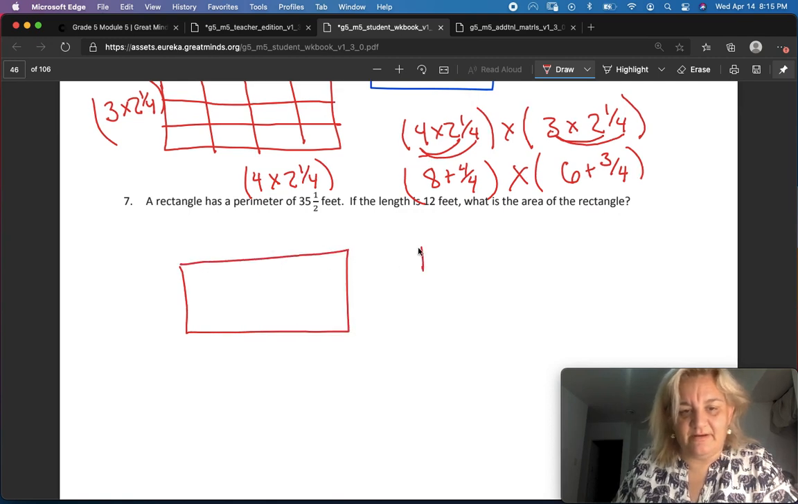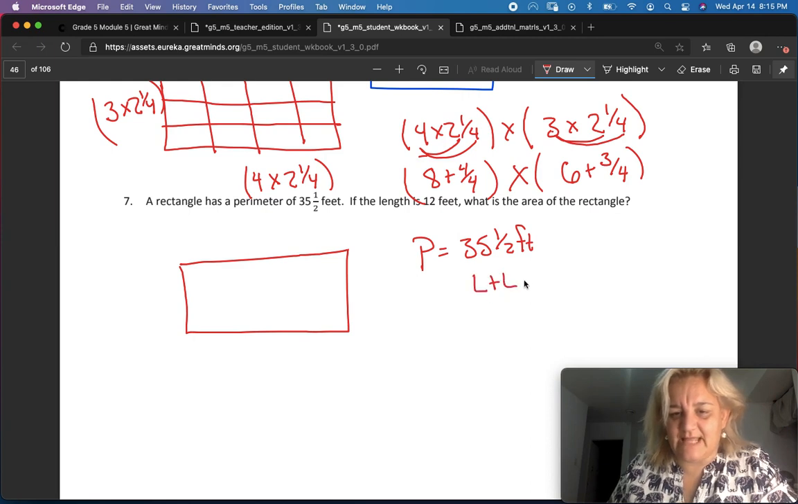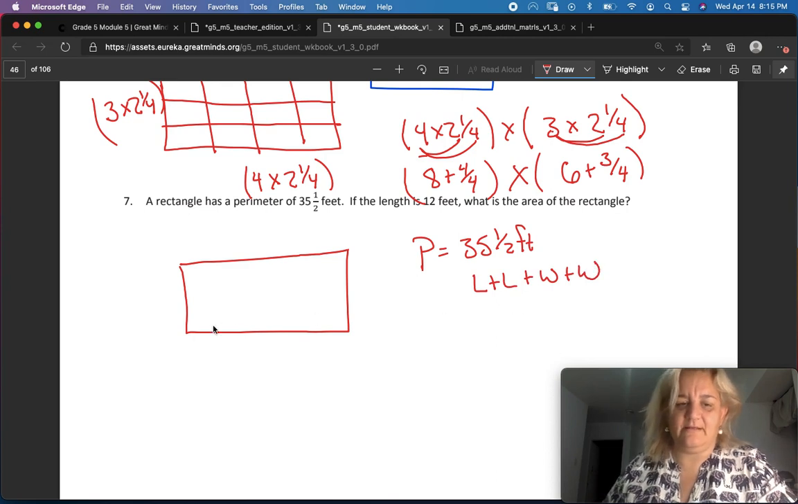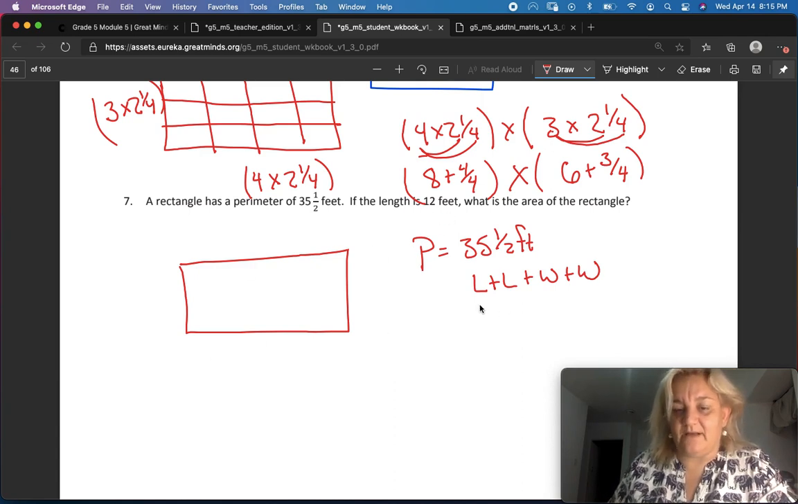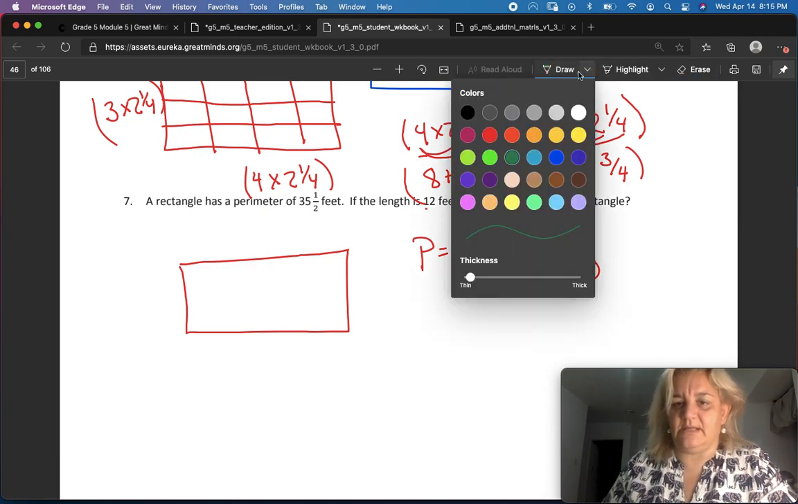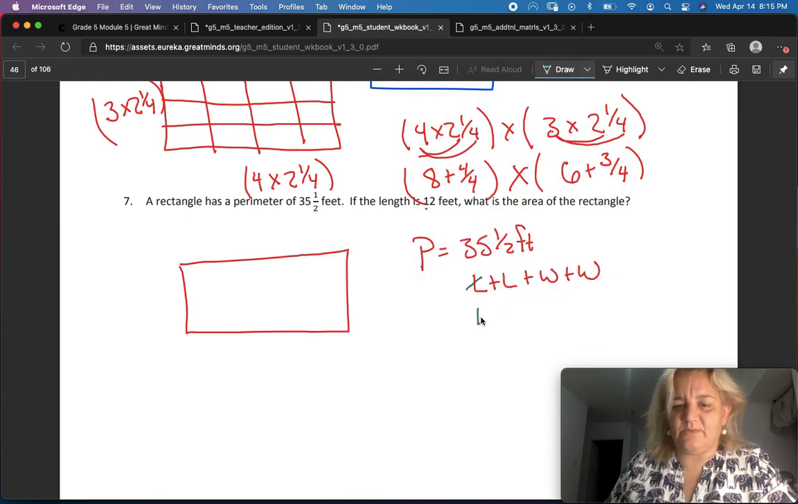All right, a rectangle has a perimeter of 35.5 feet. Okay, you remember perimeter is length plus width plus width. You remember that, right? Length, length, width, width. Perimeter is just what's the space going around if we were making a fence around it. If the length is 12, okay, they just filled that in for us. So I'm going to switch to green, I think. They just told us this length is 12, this length is 12.